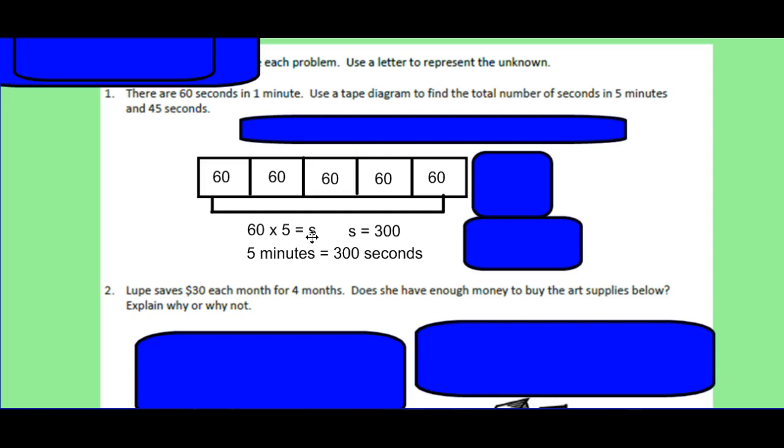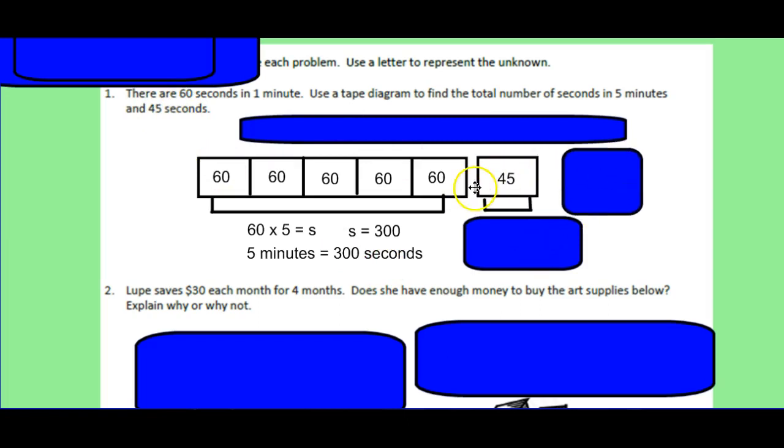So now that we know how many seconds are in 5 minutes, and the question is asking how many seconds are in 5 minutes and 45 seconds, what is our next step to solve this problem in all? I've got to take my seconds from my 5 minutes and add it to my 45 seconds to see how many seconds there are in all. So now I'm going to add to my tape diagram another section that is 45 seconds. So I want you to add that to your tape diagram.